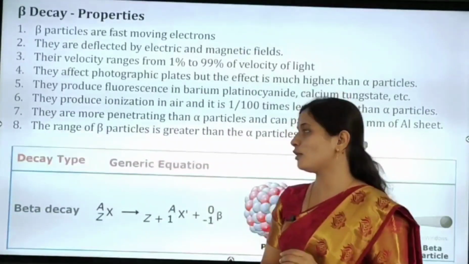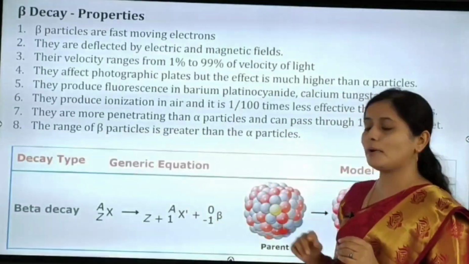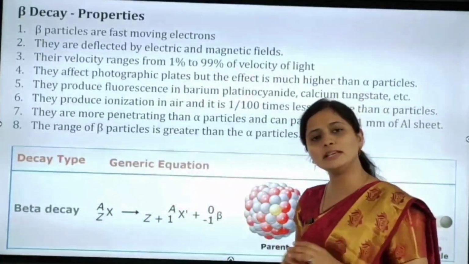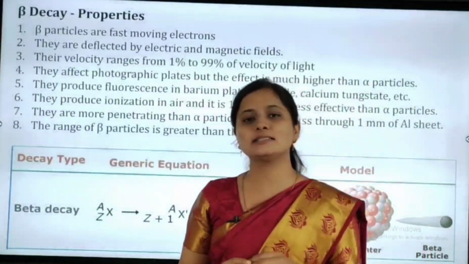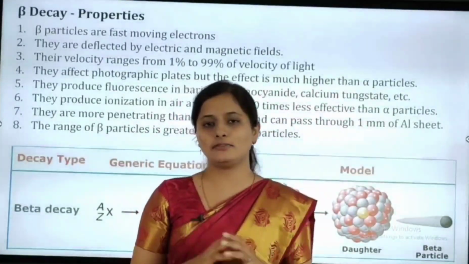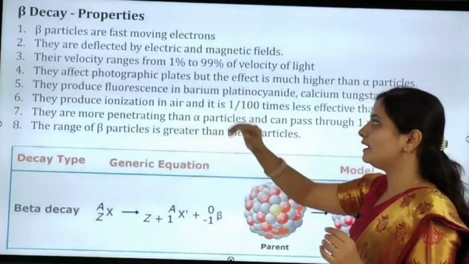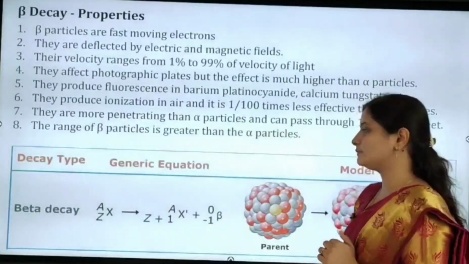We'll see the last property. The range of the beta particle is greater than that of the alpha particle. Next, in this diagram they show the decay process of the beta particle.